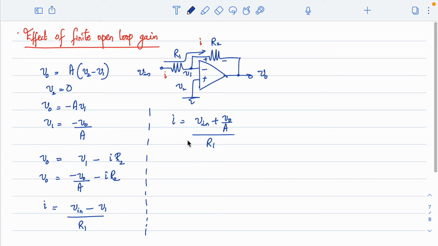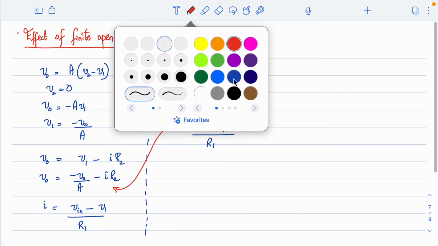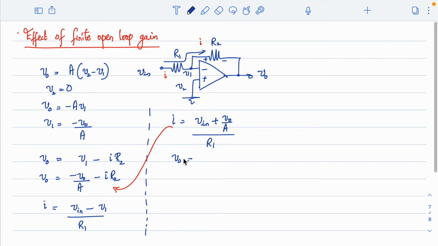Now since I got the expression for I in terms of V in and V out, I can bring this expression back and put it here, so that this will be a single equation having only V0 and V in, so that I can derive the gain from this expression. So how will I do that? I can write V0 is equal to minus V0 by A minus, in place of I, you can bring this equation. What is I? V in plus V0 by A divided by R1, into R2. This is the expression.